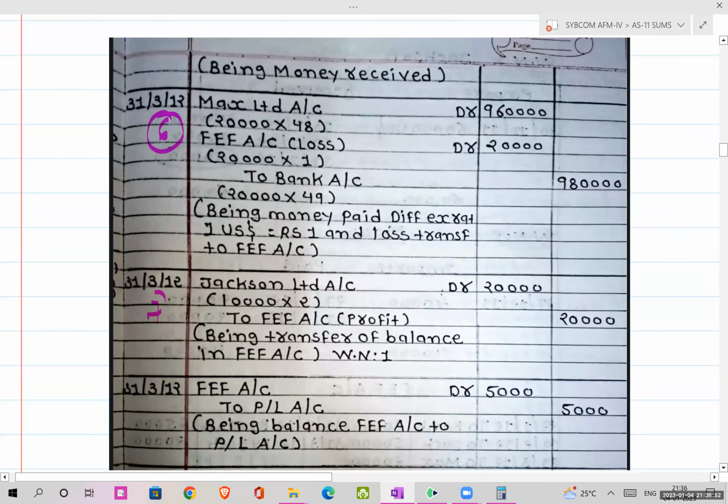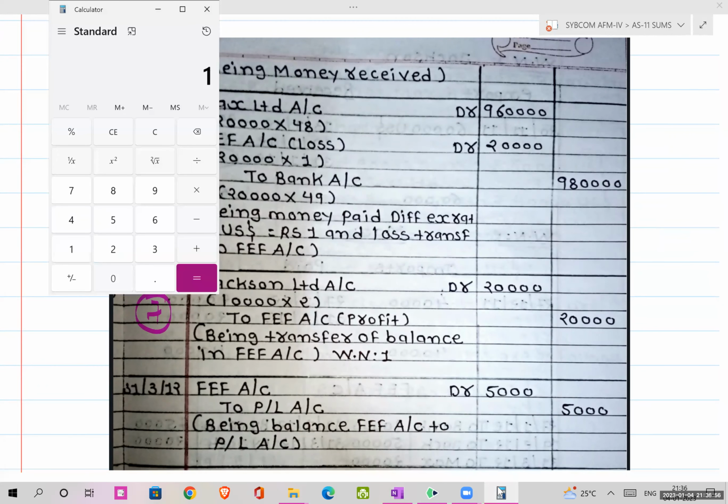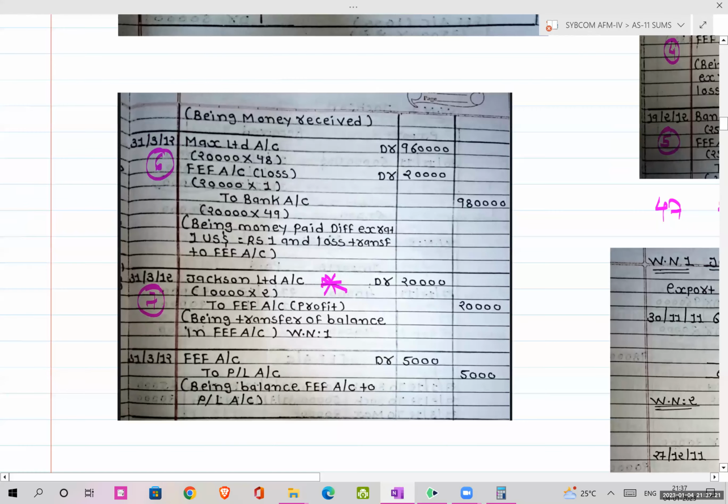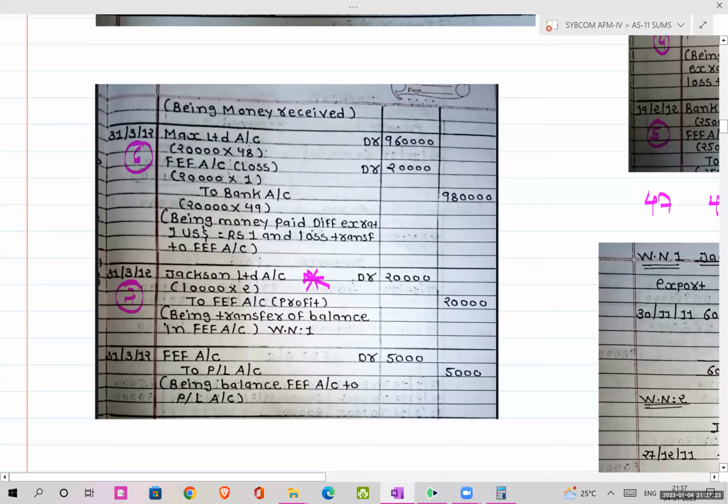Then journal entry number 7, $10,000 into... Okay. Now I'll tell you from where does this difference come. This journal entry arises from where. Okay. Right. Now this is something new, students.